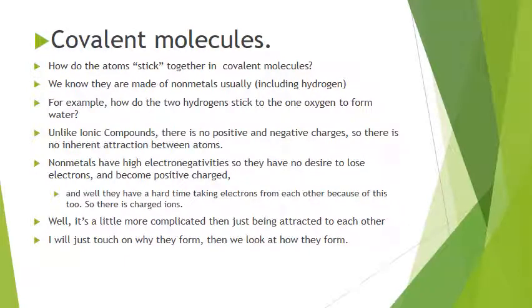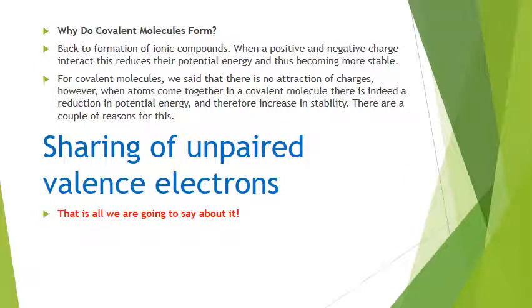All right, so let's get into covalent molecules. How do the atoms stick together in covalent molecules? In ionic, they stuck together because of the opposite charges. Well, that doesn't work for covalent because they're made out of nonmetals. Nonmetals don't like to gain or lose electrons, so you hardly ever have them with a positive charge, and you don't have this plus and minus interaction. So what makes them get together? It's a little more complicated than just having them attracted together like sodium chloride.